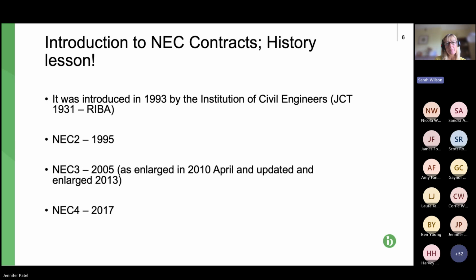And we're currently working on NEC 4, which was introduced in 2017. We're now working on, I think, the 2020 version of it. And you probably will have some ongoing projects based on NEC 3 as well. I'd be really surprised if anyone is doing anything on NEC 2 at the moment. So if we can move to the next slide, please.